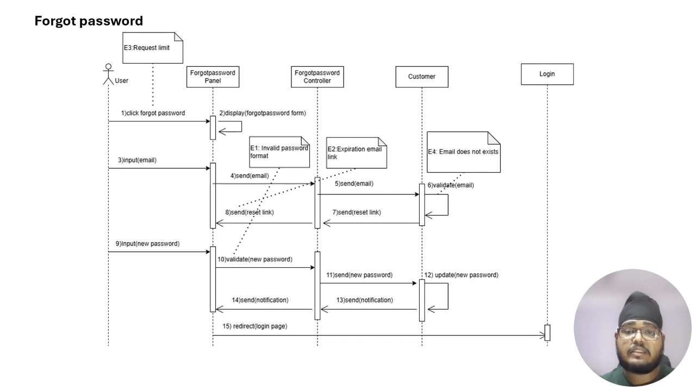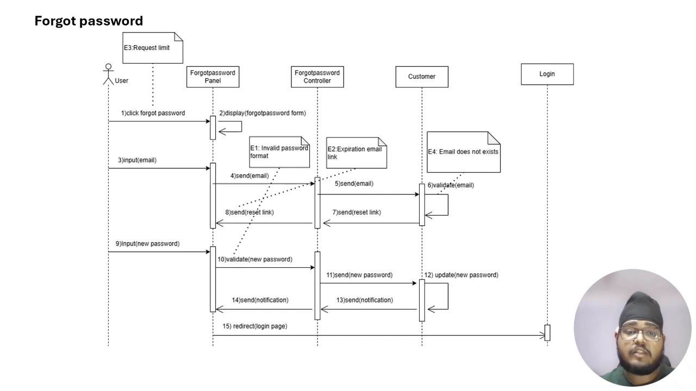If the email exists in the database, it will send the reset link to the user via email, and the user will click the reset link from the email and input a new password. When the user inputs a new password, the password from the forgot password panel will go to the forgot password controller. From here we'll validate whether the password matches the requirements, which is minimum 8 characters, and also contains alphanumeric characters and symbols.